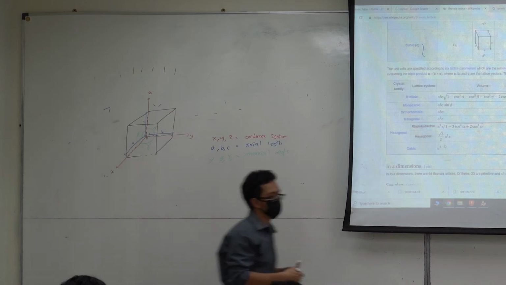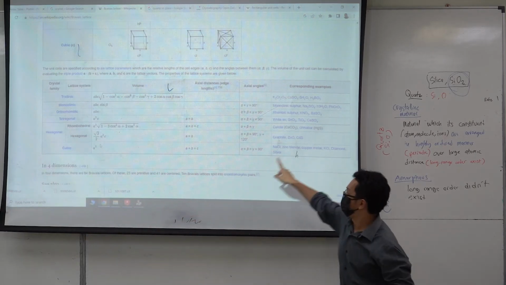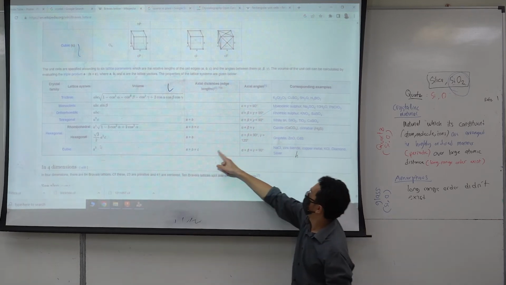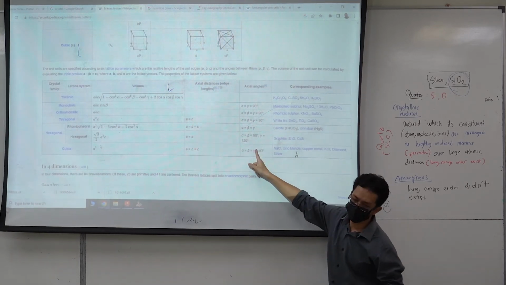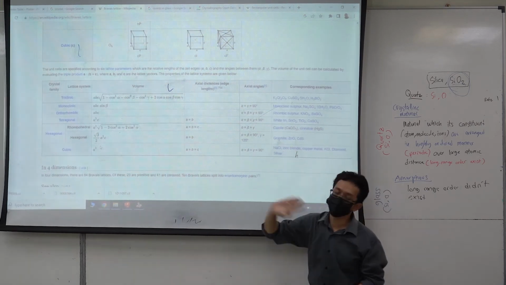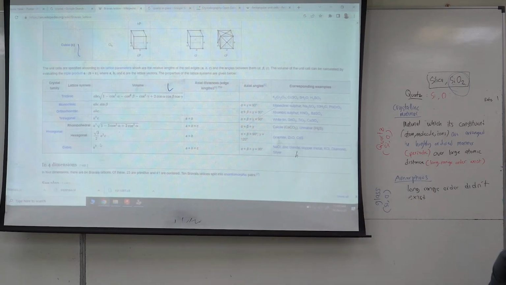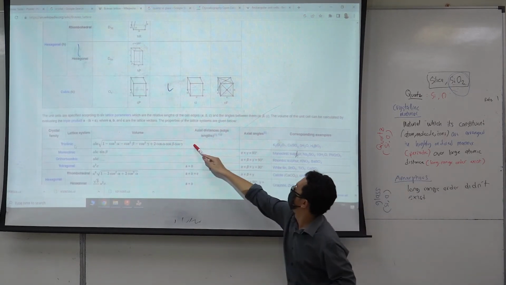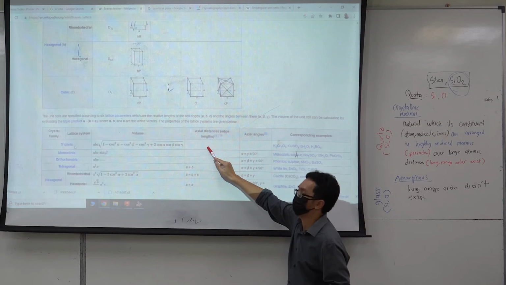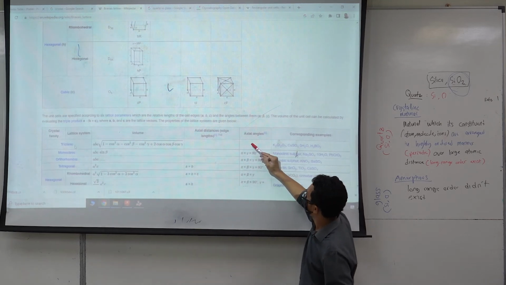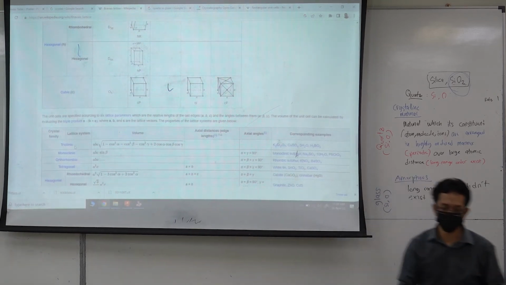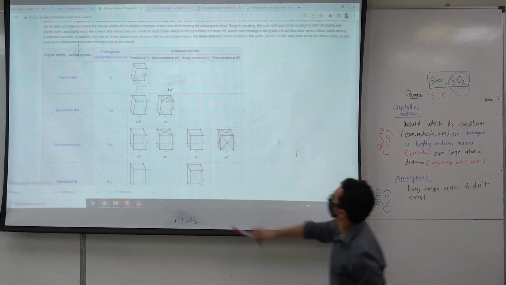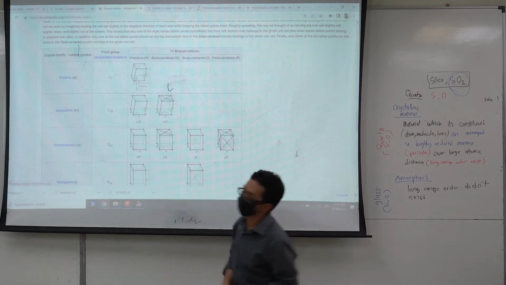You see, the cubic has the most symmetry. A, B, C is equal. Alpha, beta, gamma also equal 90. The least symmetric is the triclinic. Nothing is the same, meaning that A is not equal to B, not equal to C. Alpha not equal to beta, not equal to gamma. So that's why you can see here, this triclinic, they are just haywire.